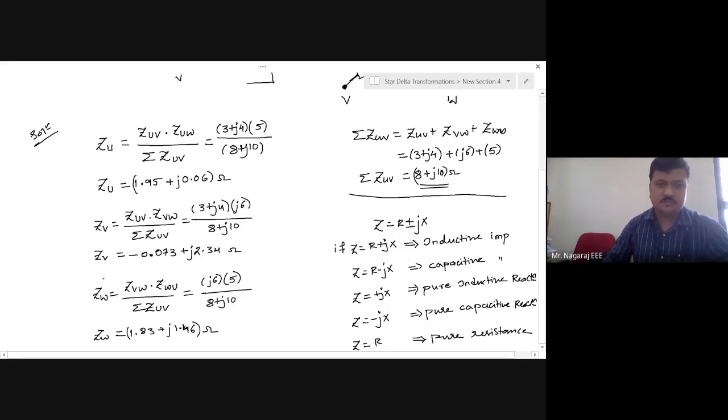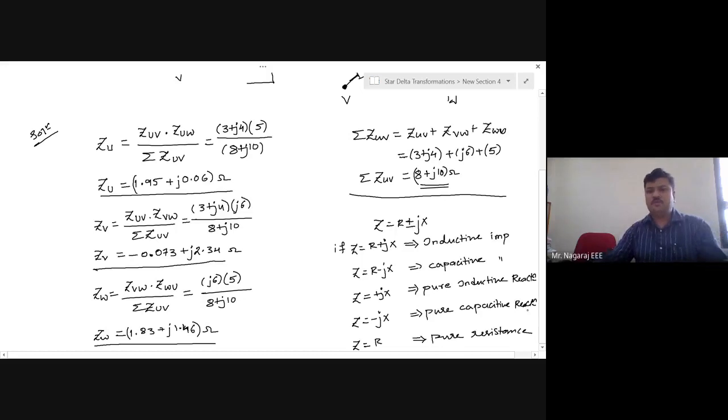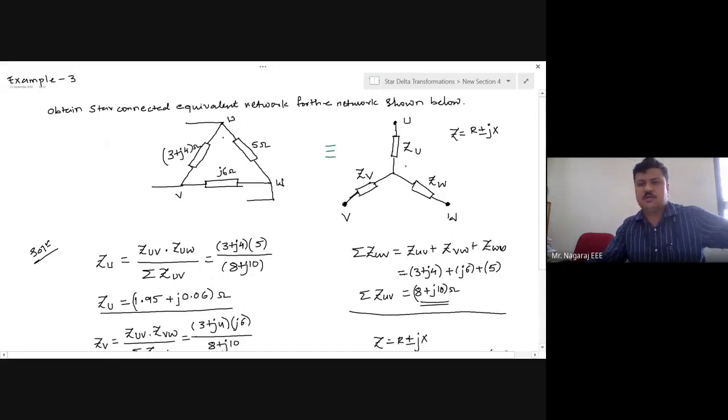All are getting the same? Yes, sir. So this is the star equivalent of the delta connected network. Now already I have drawn the circuit here. The star equivalent, you can simply write the values near to this impedances. That's it. I took this very simple delta to star single step transformation just to make you comfortable with complex calculations.